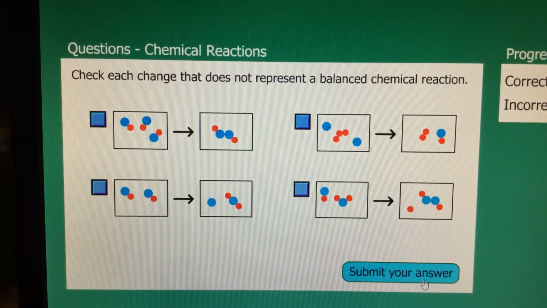So question number 1, check each change that does not represent a balanced chemical reaction. So we have 3 blue reactants, 2 blue products. That does not represent a balanced chemical reaction. We have 2 blue reactants, 1 blue product. That does not represent a balanced chemical reaction. 2 blue reactants, 2 blue products. 3 red reactants, 3 red products. That looks fine. 2 blue reactants, 2 blue products. 2 red reactants, 2 red products. That one is fine.